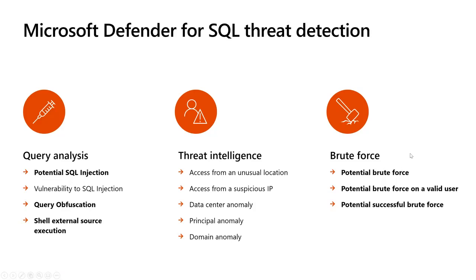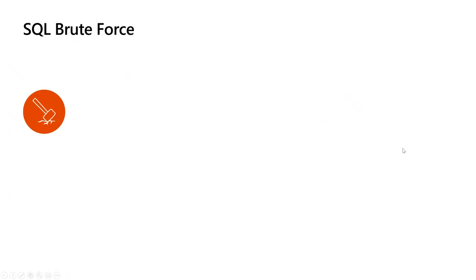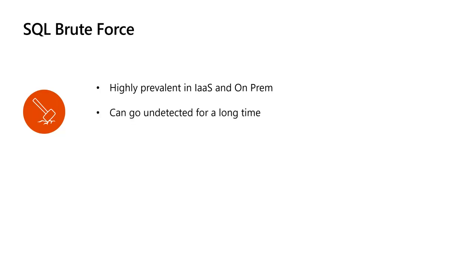So let's start with the demo, and for that, I'm going to show the SQL brute force on the AWS machine. First of all, let's talk briefly about what SQL brute force is. It is highly prevalent in IaaS and on-prem. In Azure, you are protected by the SQL gateway, but outside, immediately when you spin up a new SQL server, you get scanned and hit by brute force attempts. It can go undetected for a long time, even weeks.